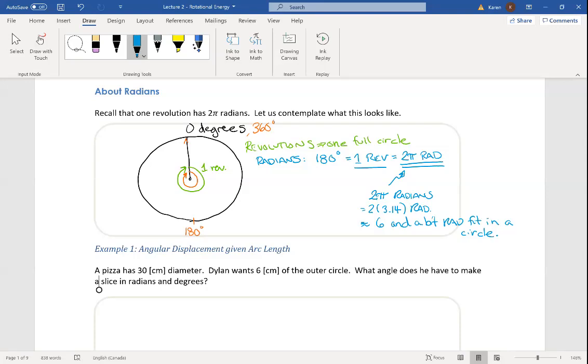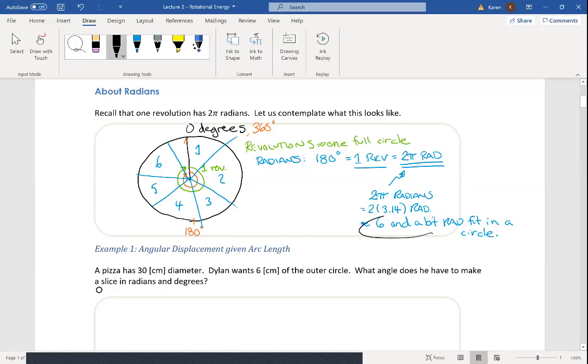So I need a little less than 3 in half a circle, and then I need another 3. So I fit 1 of them, I fit 2, I fit 3, I fit 4, I fit 5, I fit 6. And I just showed you here that 6 and a bit have to fit inside a circle. And so here's your bit. And so that's an easy way of thinking about what a radian is.